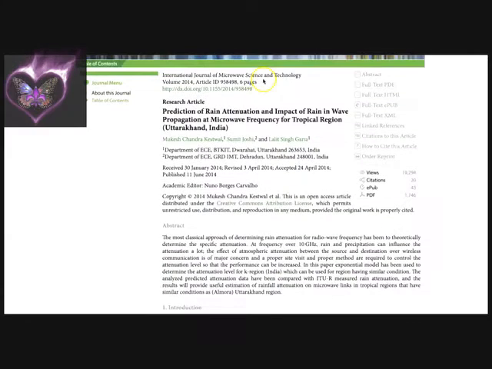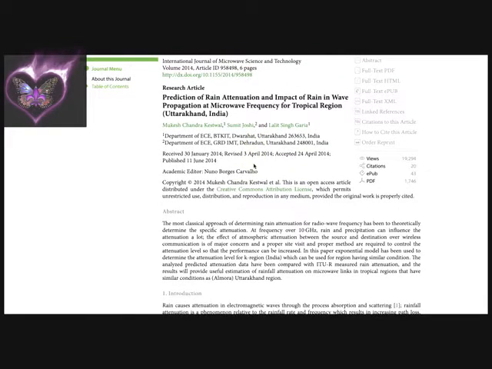Prediction of rain attenuation, an impact of rain on wave propagation of microwave frequency for tropical region. The most classical approach of determining rain attenuation for radio wave frequency has been to theoretically determine the specific attenuation. At frequency over 10 gigahertz, rain and precipitation can influence the attenuation a lot. The effect of atmospheric attenuation between the source and destination over wireless communication is of major concern, and a proper site visit and proper method are required to control the attenuation level so that the performance can be increased.